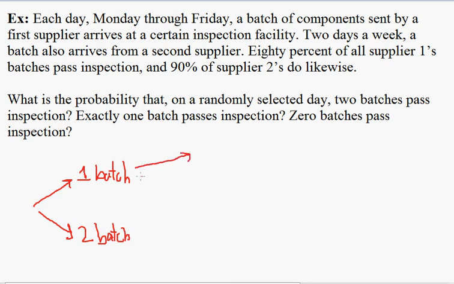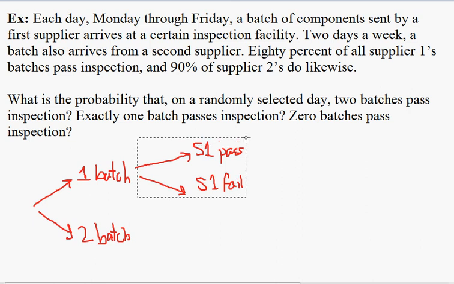Now for the first batch, we worry about, so this is going to be supplier 1. So supplier 1 pass, and supplier 1 fail. So those are the possibilities for batch 1. That's for the first batch. We also have the same thing for the second batch, or the second possibility.